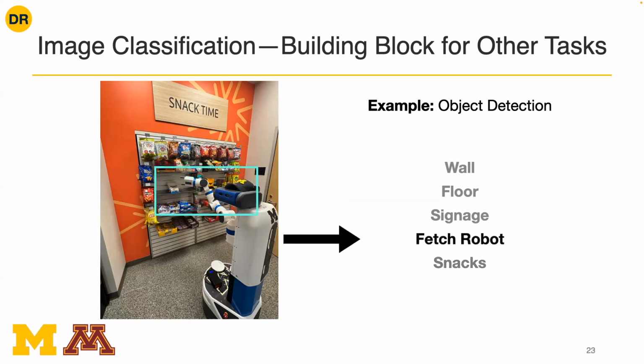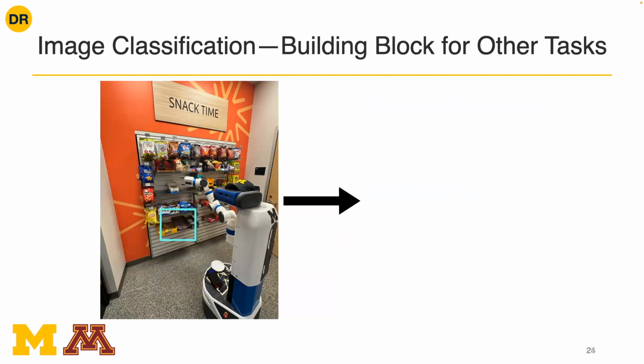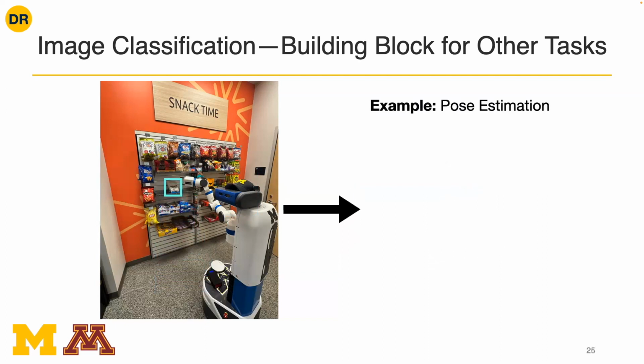And so now we have this localization information, where these classes are, in addition to what the classes are. If we keep sliding down, I'd then detect the fetch, and you could keep going throughout the image for all these different windows. Another example of how image classification can be a building block for other tasks.